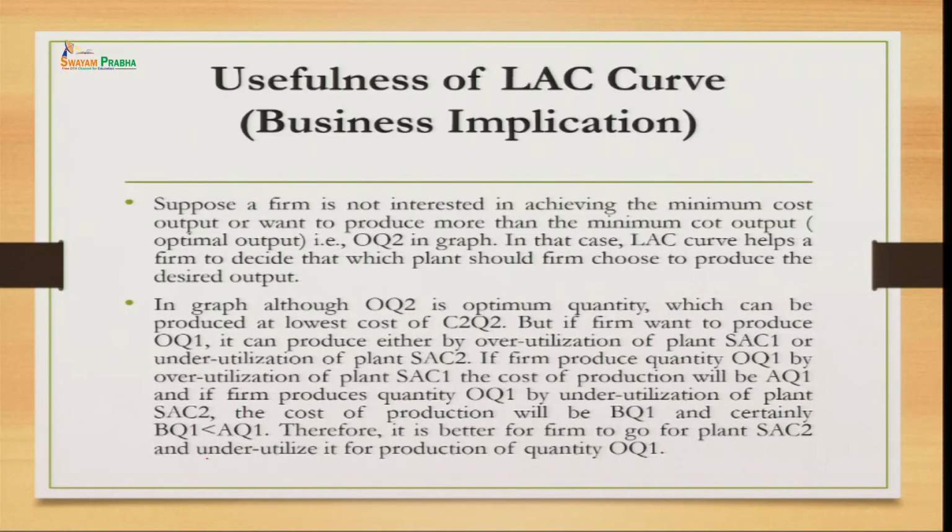Moving ahead, let us look at the usefulness of the LAC curve. What is the business implication of this LAC curve and how is it helping us in planning, right, because the LAC curve is also called the planning curve. It is not only helping you find out the optimum point up to which you should produce, it is also helping you plan your activities for the future: how much plant size you would need, or whether you should rather go with your existing plant size for your capacity of production. So, this also has a business implication. Let me help you explain this.